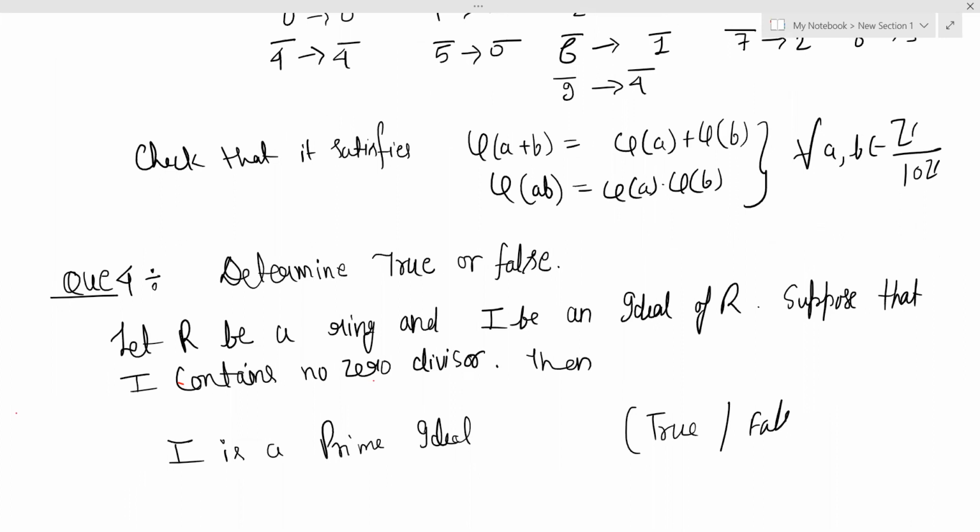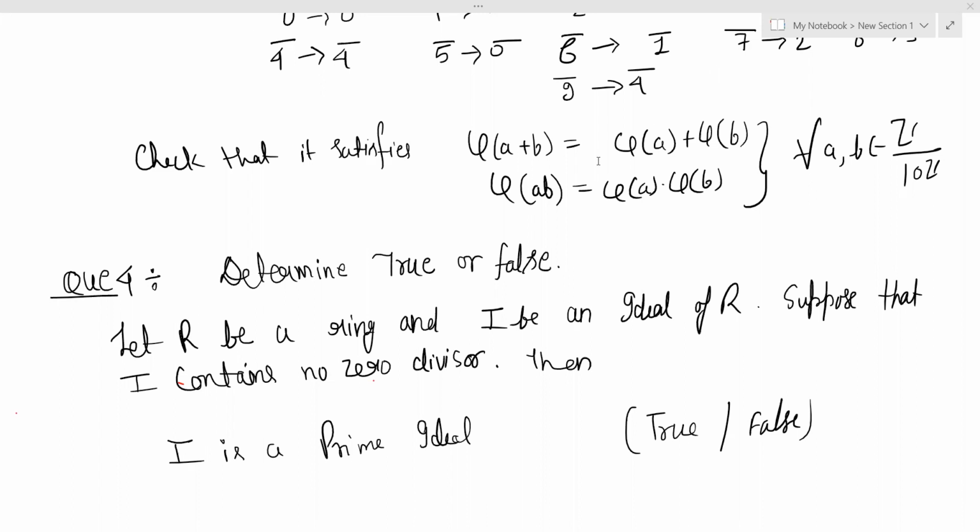So tell me, this is true or false? Let R be a ring and I be an ideal of R. Suppose that I contains no zero divisor. You know the definition of zero divisor, right? Please respond. Muthu Kumar, do you know the definition of zero divisor? Zero divisors: two non-zero elements whose product is zero, those two non-zero elements are called zero divisors. Right. Okay.